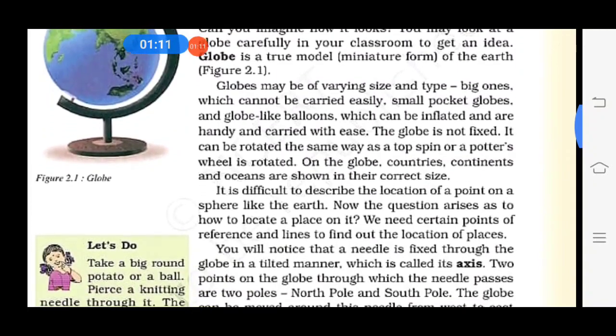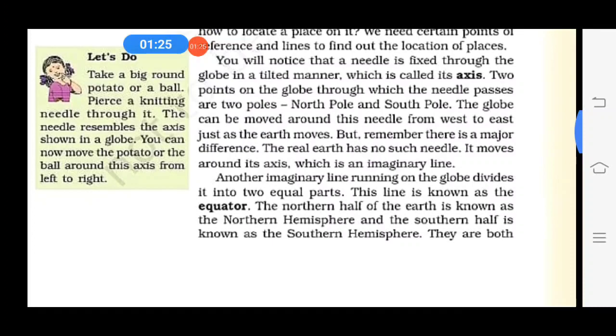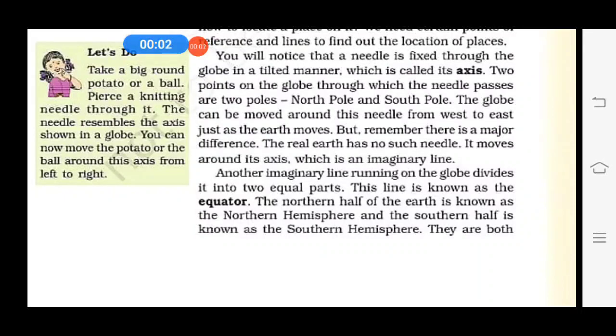It moves around its own axis, which is an imaginary line. Earth moves from west to east. We know that. Now we will learn about another imaginary line, which is equator. Equator is running from west to east. It is a circular line, and it is at the center between the two poles, North Pole and South Pole. It divides the earth into two equal halves.